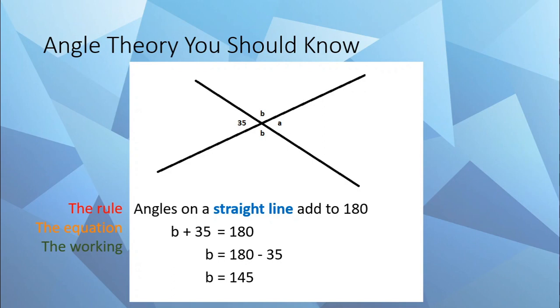Now you can check that that will add to 360 if you like. You know that A is 35, you know that B is 145, and you know that this B down here, the same letter, is also 145. You can check that that adds to 360, but it's not necessary to make your working look so confusing.